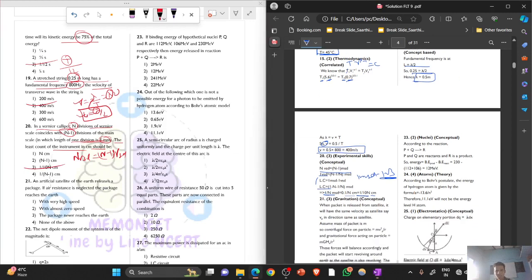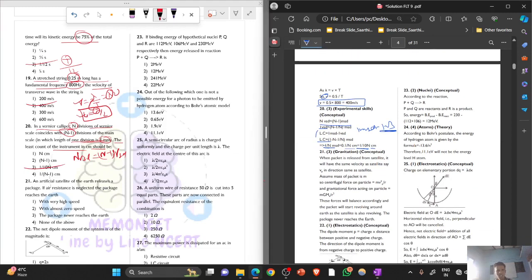Now moving ahead. An artificial satellite of Earth releases packages. If the air resistance is neglected, will the package reach Earth with a very high speed, or will the package never reach the Earth?